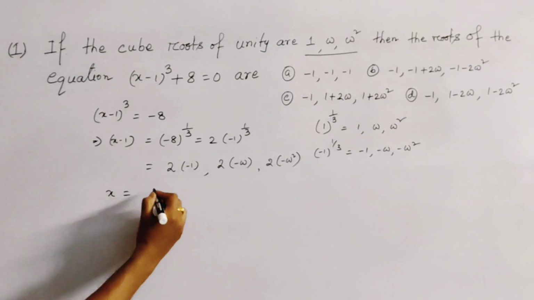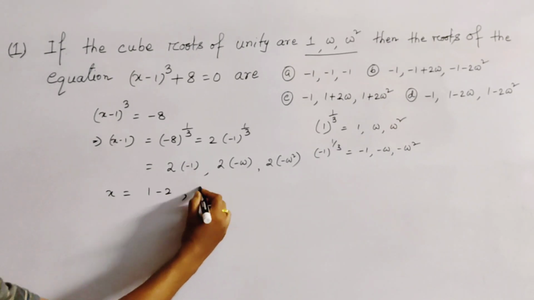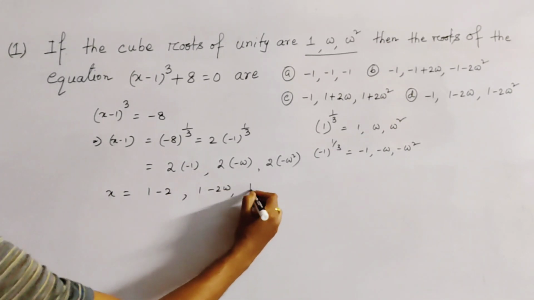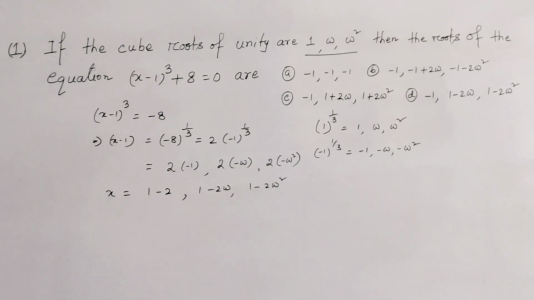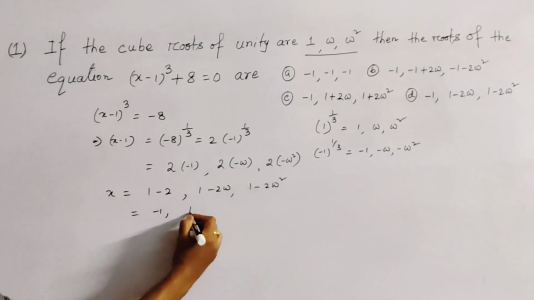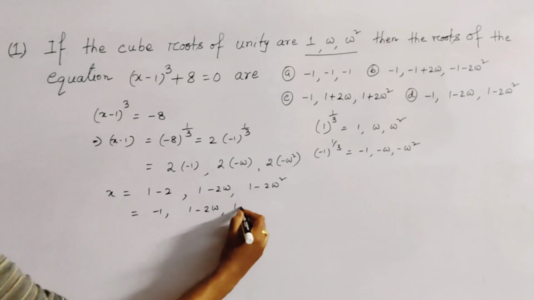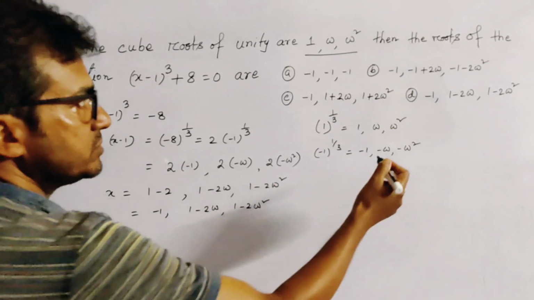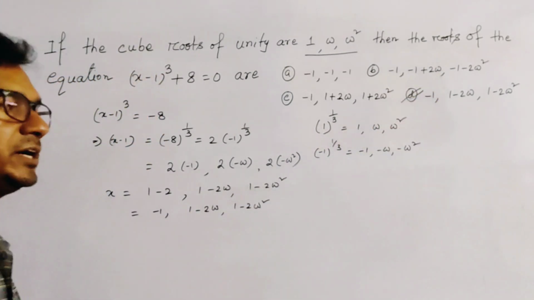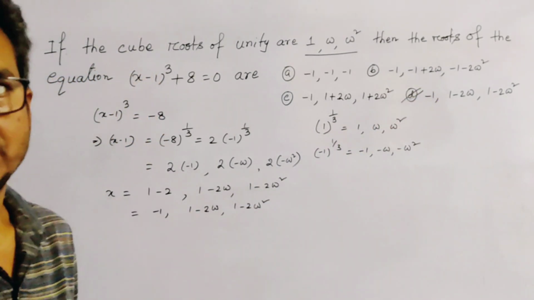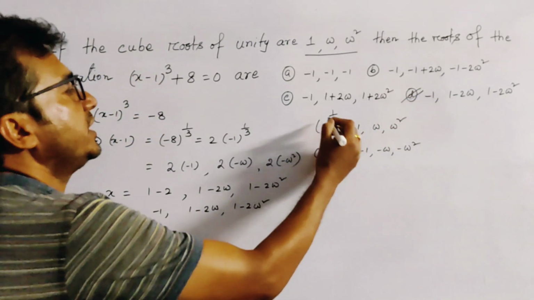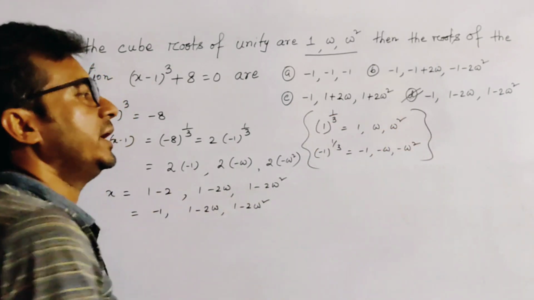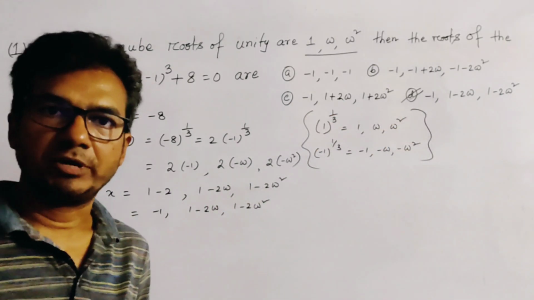So x equals 1 minus 2, 1 minus 2 omega, 1 minus 2 omega square, and this is minus 1, 1 minus 2 omega, 1 minus 2 omega square. So it is very easy to verify that D is the correct answer. And this is a very important result we use in different problems of complex numbers.